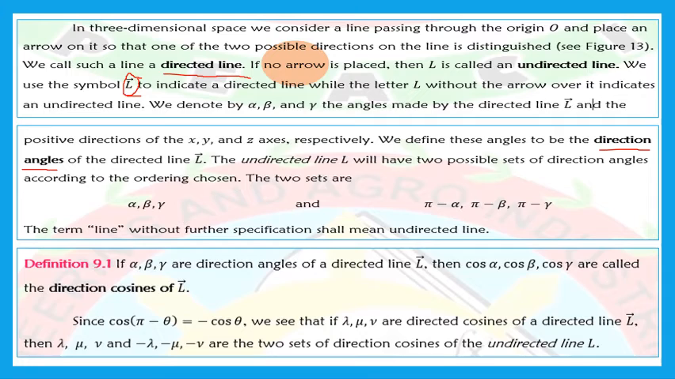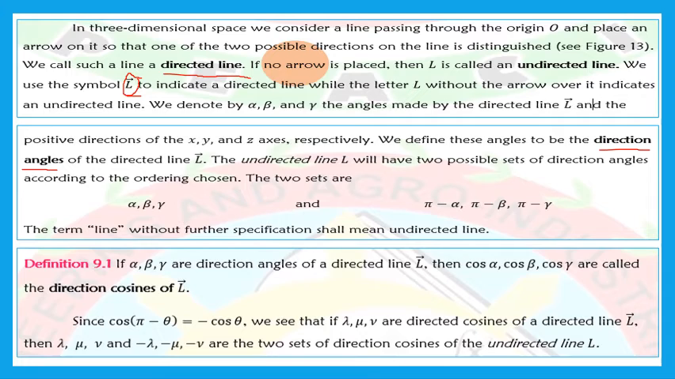Okay, the undirected line L will have two possible sets of direction angles according to the ordering chosen. So the two sets are alpha, beta, gamma, and pi minus alpha, pi minus beta, and pi minus gamma. The term line without further specification shall mean undirected line. Okay, so pag nakita ninyo sa given example na walang nakalagay na directed line, ibig sabihin undirected line yun.